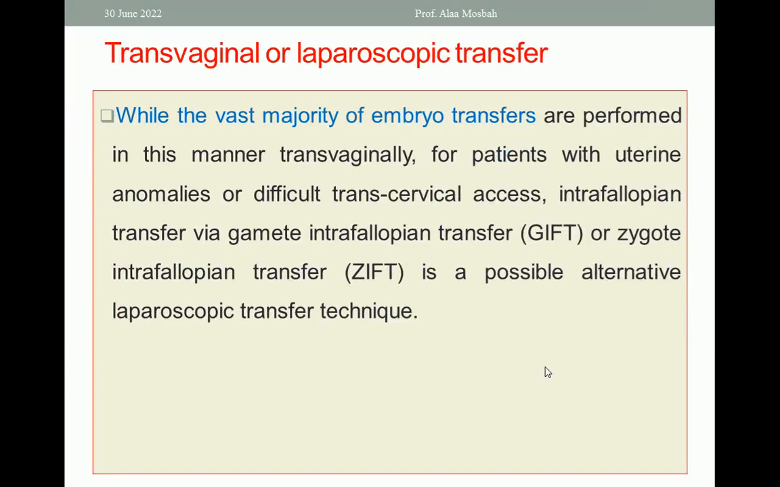As we mentioned before, we are using the transvaginal method for transfer of the embryo inside the uterine cavity by using a catheter passing through the cervix. This is the majority, of course. But what if we have congenital anomalies or a mechanical obstruction inside the cervix due to an anomaly or organic lesion? Then we need laparoscopic transfer, via gamete intrafallopian transfer or zygote intrafallopian transfer, as an alternative laparoscopic transfer technique. Otherwise, if everything is anatomically okay, transvaginal transfer constitutes the vast majority of embryo transfers.